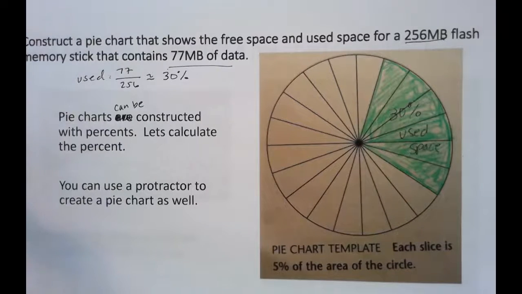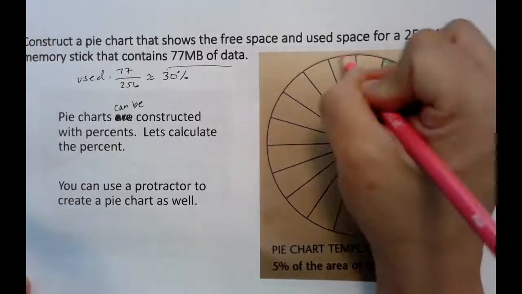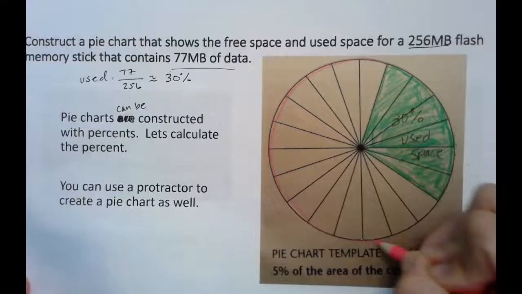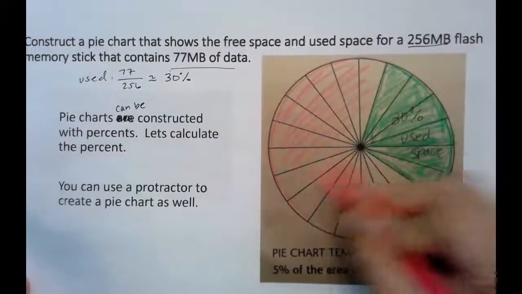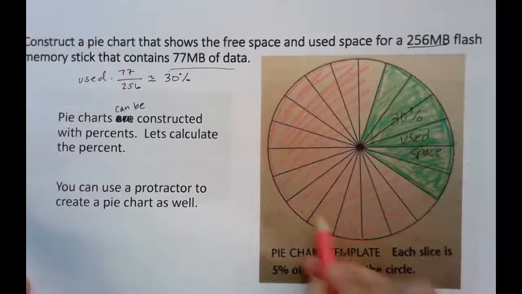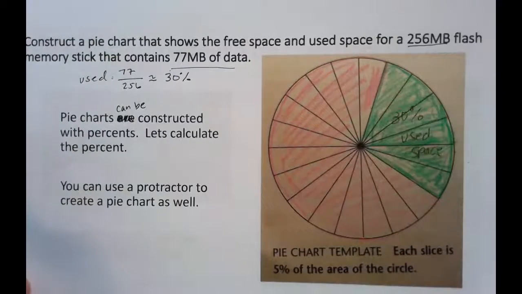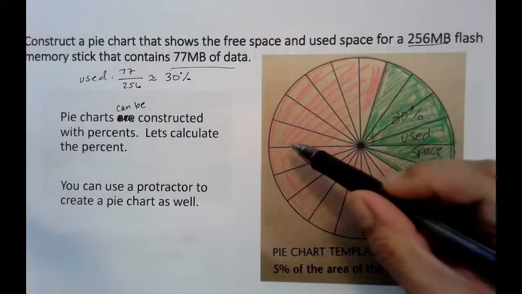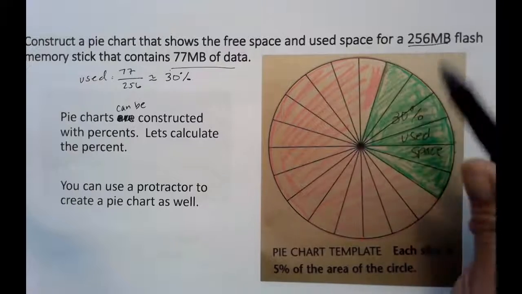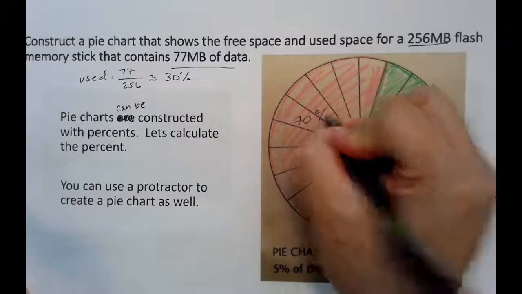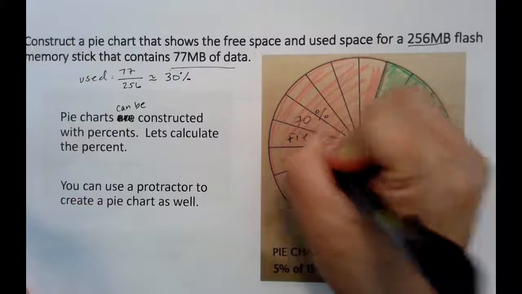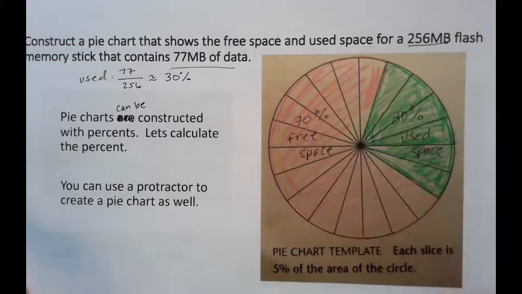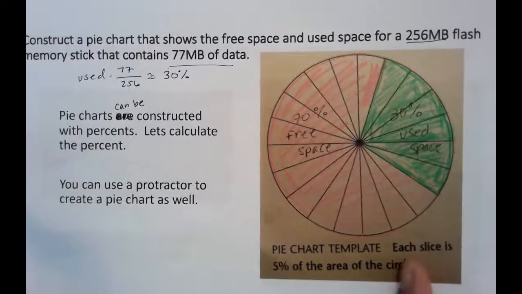Then that means that the rest of it is unused, or free space. So you can just go ahead and color the rest in. This is going to be free space, and this is going to be 70%. How do we know that? If this is 30%, we know that the rest is 70% because the entire thing adds up to 100%. So this will be 70% free space. You can also use a protractor to create this, but if there's a template already for you in the book, I'm not opposed to you using that.